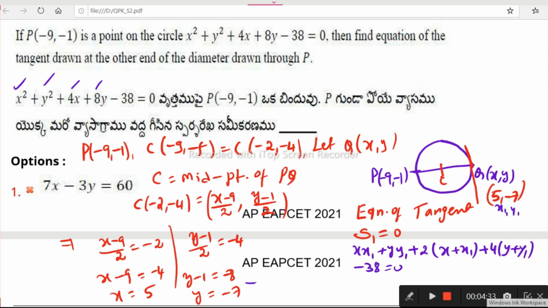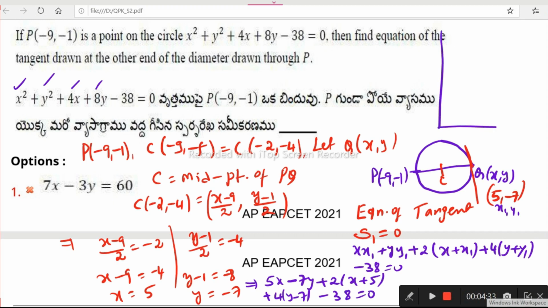Can substitute: 5x minus 7y plus 2 into (x plus 5) plus 4 into (y minus 7) minus 38 is equal to 0. I'm doing it in the topmost position. Let's see the simplification: 5x minus 7y plus 2x plus 2 times 5 is 10, right?